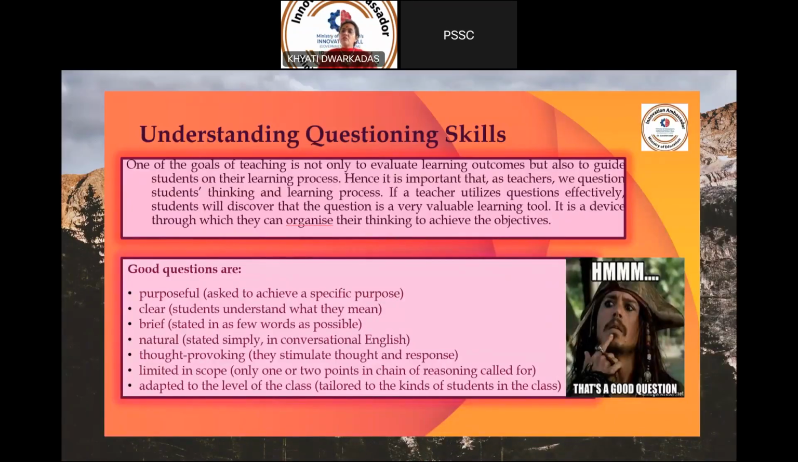When you are talking about understanding questioning skills, you have to keep in mind that one of the goals of questioning or teaching is not only to evaluate learning outcomes, but also to keep the students focused on their learning.